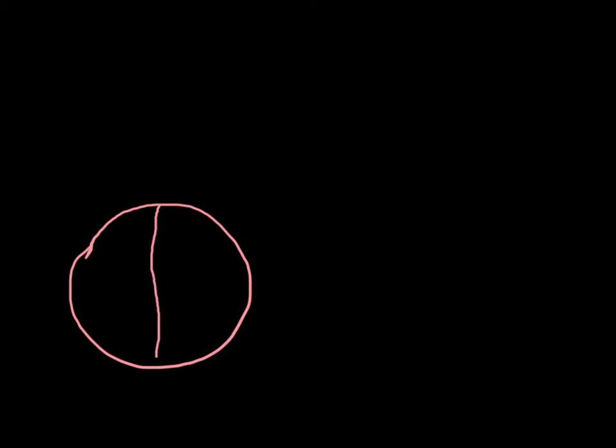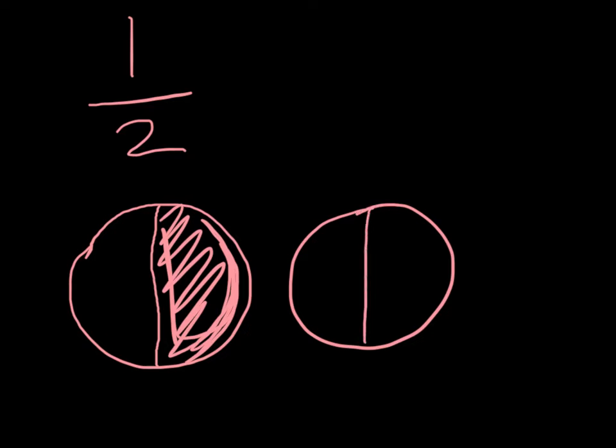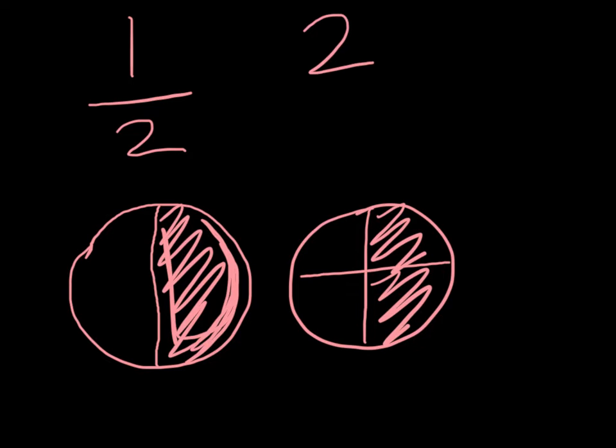Let's say that I've got a pizza and I'm going to split it into half. And I'm going to eat that half, I'm going to share the other half with somebody else. Now, if I had another pizza, and this time it was in quarters, and I ate 2 of those quarters, if you look, I've still eaten a half. Now, 1 half is equivalent to 2 quarters.